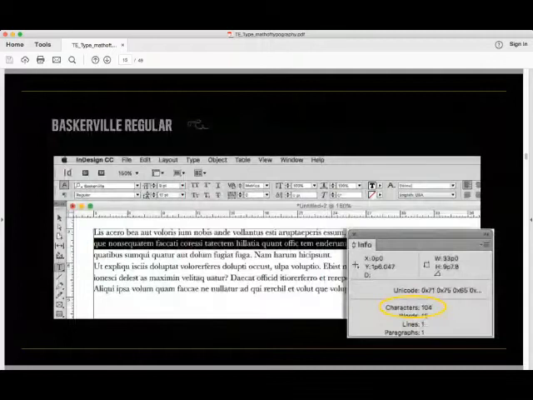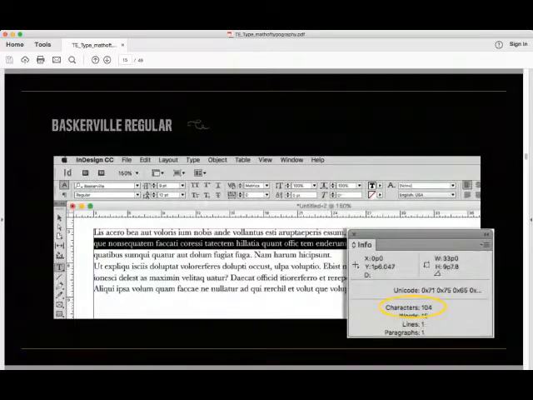okay? Once we have a type size and font, we can calculate the characters per line, okay? And in InDesign, the Info palette can tell you all this. We want to aim towards 50 to 70 characters per line for a comfortable read. For example, if we were to set Baskerville regular at 9 point, we end up with a line length of 104 characters, which is a little bit too long, as you know.